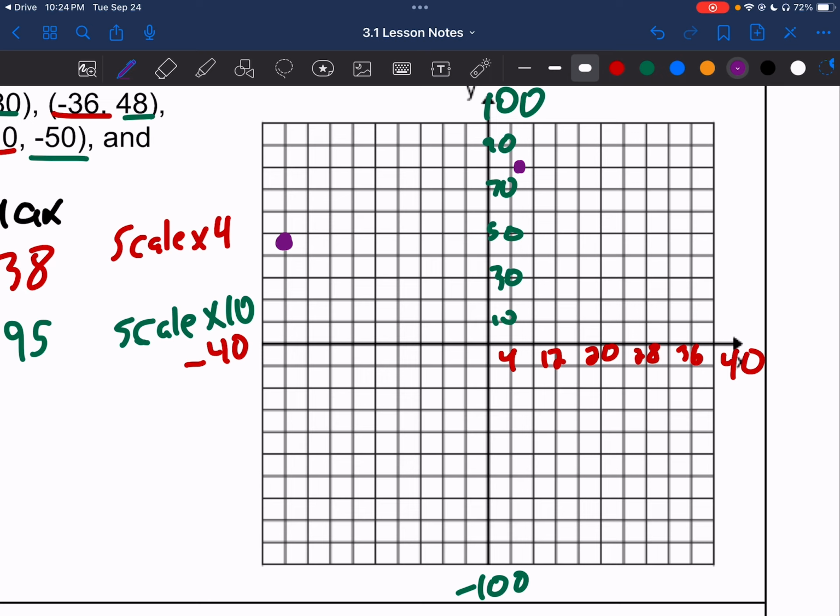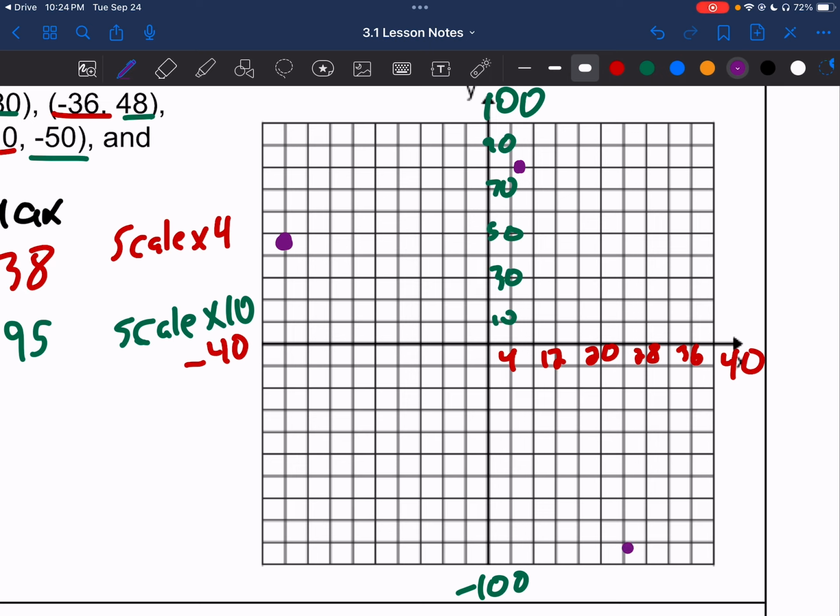The next point we have is 25 and negative 91. So we're going to go to the right 25. So 20 is this kind of bolder line, 24 would be the next one, so 25 is just past that. And negative 91, we're going to be way down here.